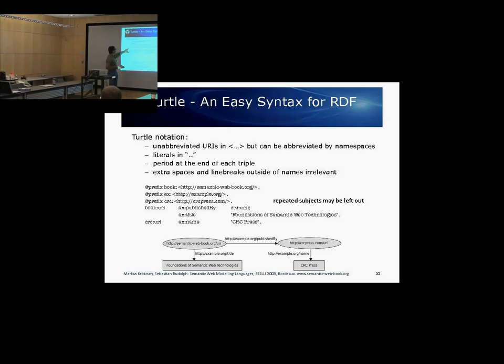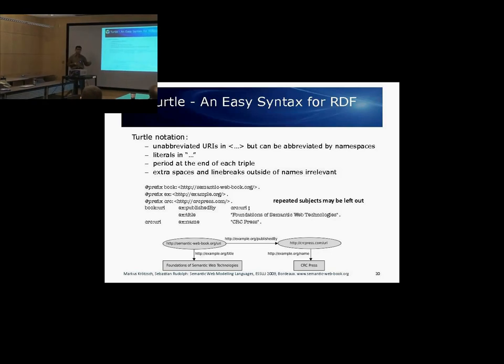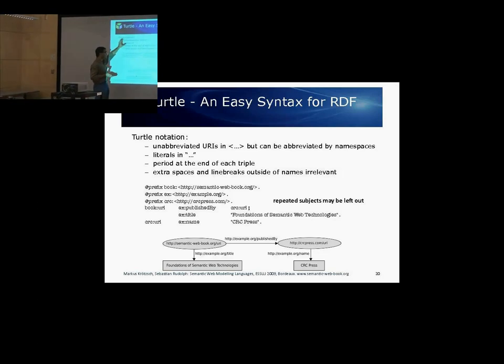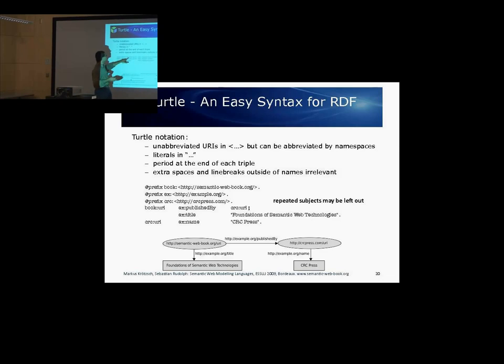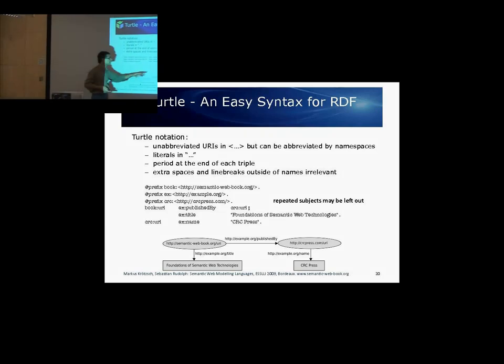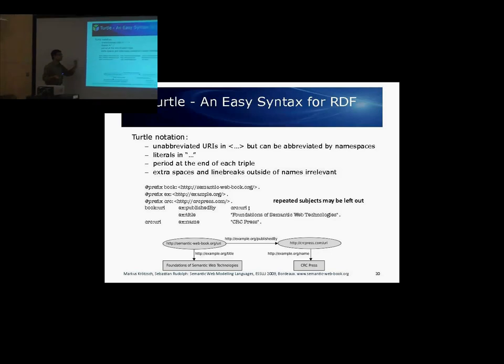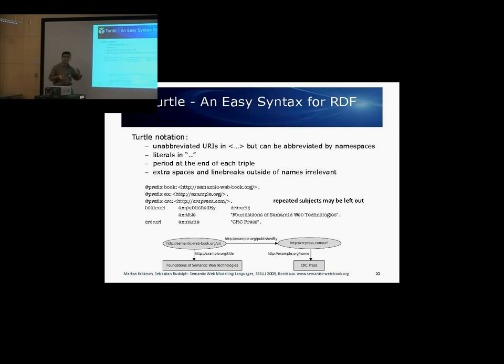Now, in the Turtle syntax, regarding unabbreviated URIs: if you're familiar with XML, you know that you can represent the namespaces at the top of the file, and then continue to use the abbreviation by putting a colon and then the entity you want to represent. However, an unabbreviated URI in Turtle is fully expanded and placed within angle brackets. Literals are always enclosed in double quotes. So if you see an entity like this one, which represents a name, it is in double quotes. Extra spaces and line breaks outside of names are irrelevant. Most Turtle processors will completely ignore any line breaks and spaces that are present.